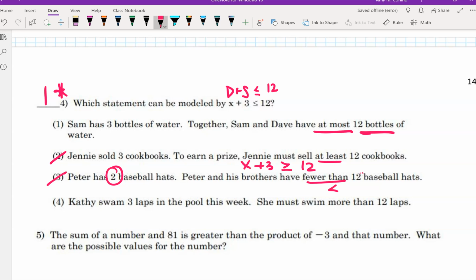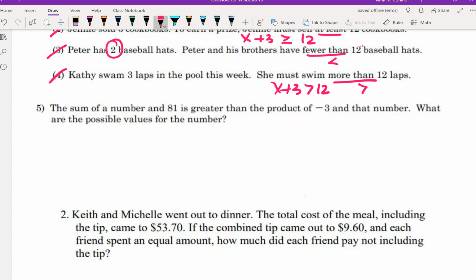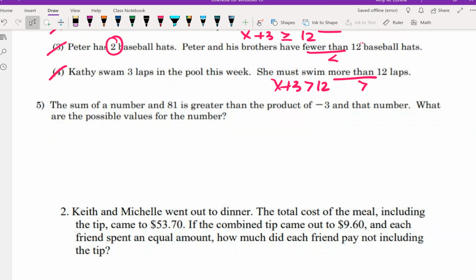So then the last one, Kathy swam 3 laps in the pool this week. She must swim more than 12 laps. So more than is a greater than. So she can't just swim 12. She has to swim 13. Okay, so it's a greater than, so you have x plus 3, greater than 12. So not even the same thing. So 4 is gone.